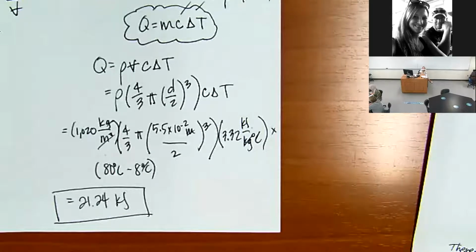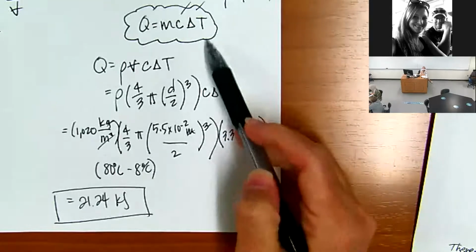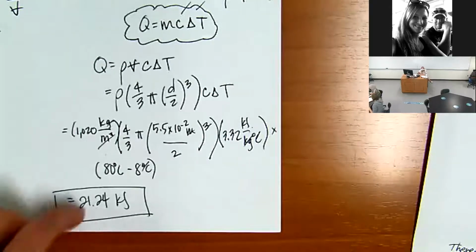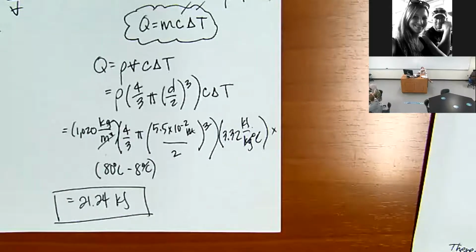All right, are there any questions about MC delta T, kilojoules per kilo, or how to get to this energy unit for heat?